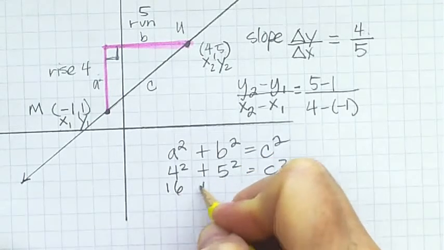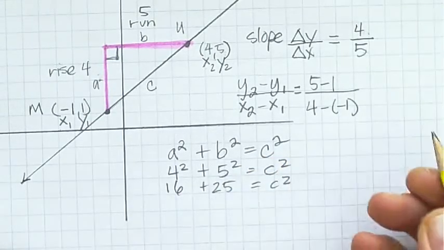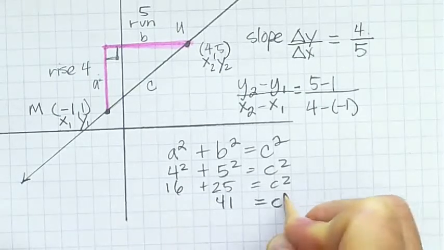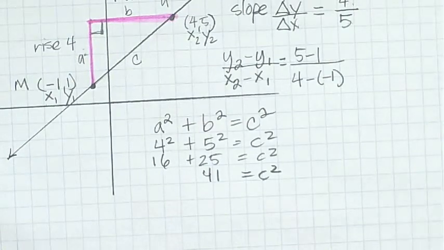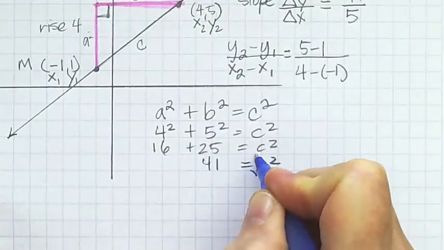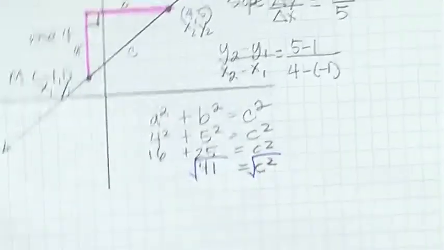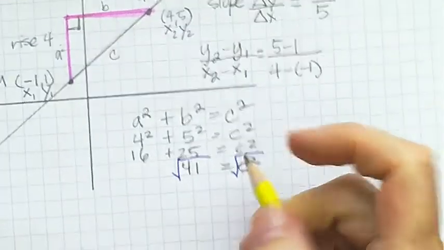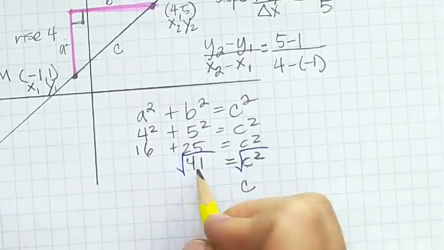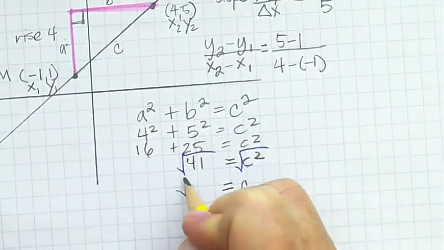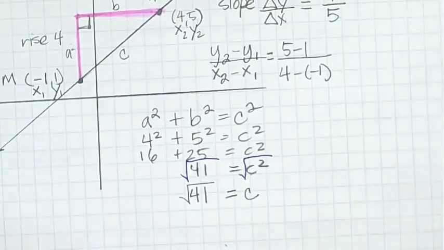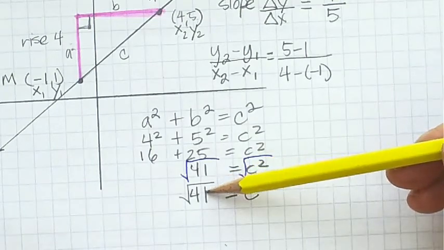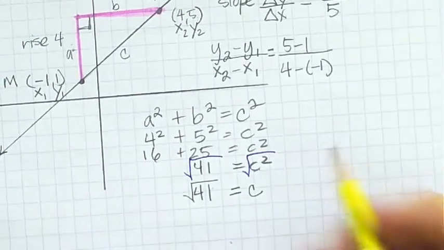So that's going to give me 16 plus 25 equals c squared, which would be 41. I am not done. I need to solve for c. So the opposite of squaring is taking the square root. So if I take the square root of c squared, I get c. If I take the square root of 41, it's fine with me if you just leave it like this. I know it's somewhere between 6 and 7 because 6 squared is 36 and 7 squared is 49. It's fine with me if you just leave it like that.